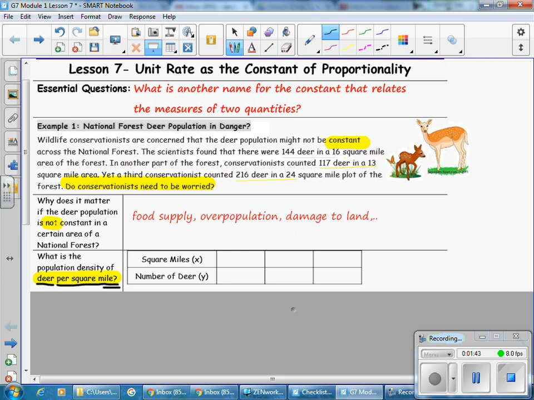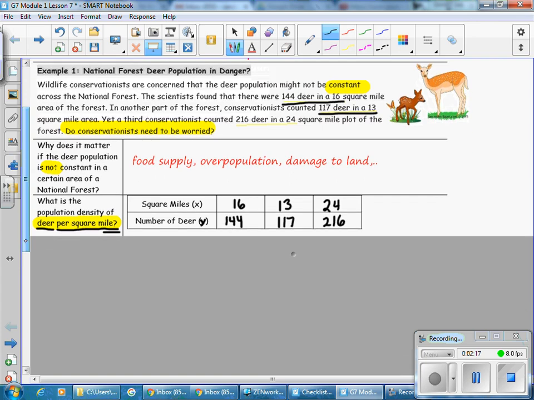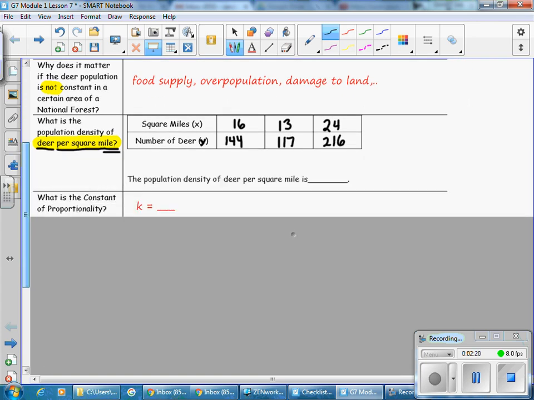Remember that the first line of a horizontal table is the x value, and the second quantity in the table is the y value. So the square miles is the x, so we'll take our first pair of 144 deer in 16 square miles. That's 16 square miles and 144 deer. The second ordered pair, 13 square miles and 117, and 24 square miles and 216 deer. So we filled in our table for the population.